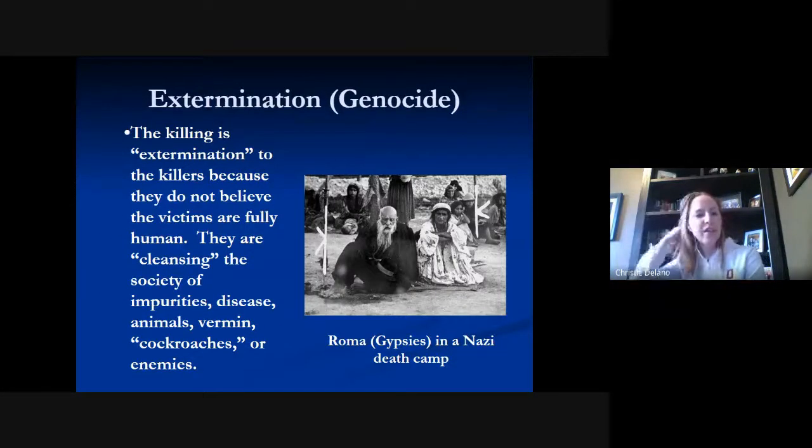So the killing or the extermination occurs when you've got mass numbers, the preparation has taken place, and people are able to do this on the basis that there are thousands, tens of thousands of people that are involved in the extermination process during the war. And they too have become desensitized to it and believe that the victims are not fully human, that they are cleansing society of vermin or cockroaches or disease, justifying the action.